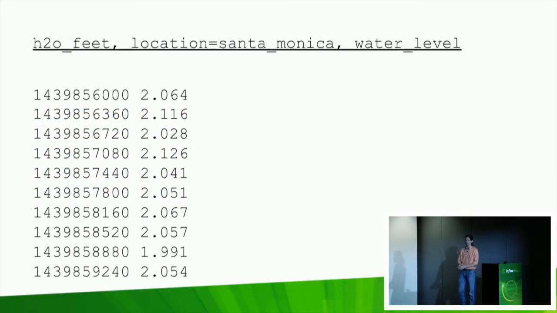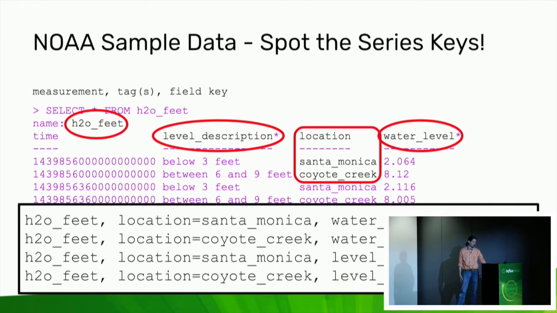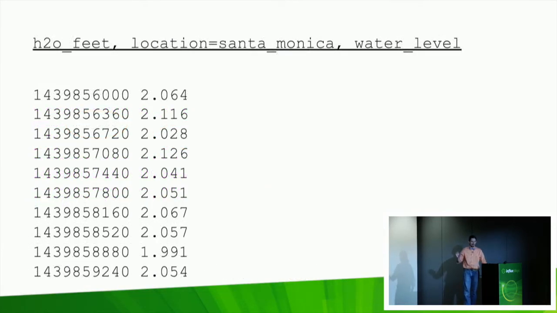Okay, so now let's dissect one of those series. So going back here, our first series key there is h2o_feet, location Santa Monica, water level. So let's look at that series just by itself. This is a series. It's identified by the series key, and within the series you have timestamps and field values that are ordered by timestamp.